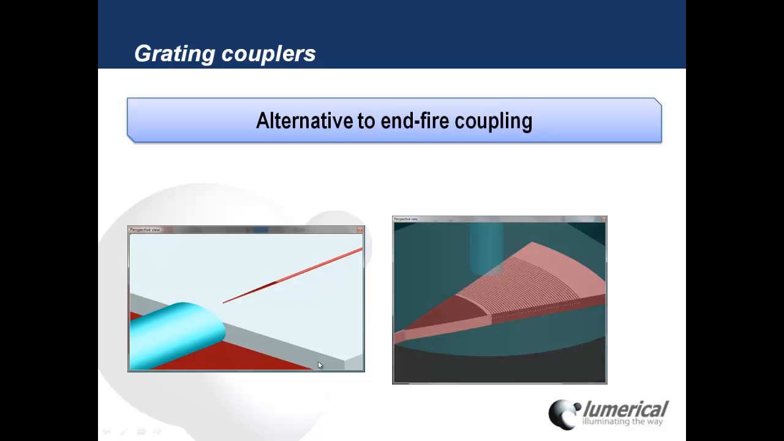But of course, one of the disadvantages is that you do have to cleave the chip, and this sort of limits the number of places on the chip where you can actually bring light on or off.